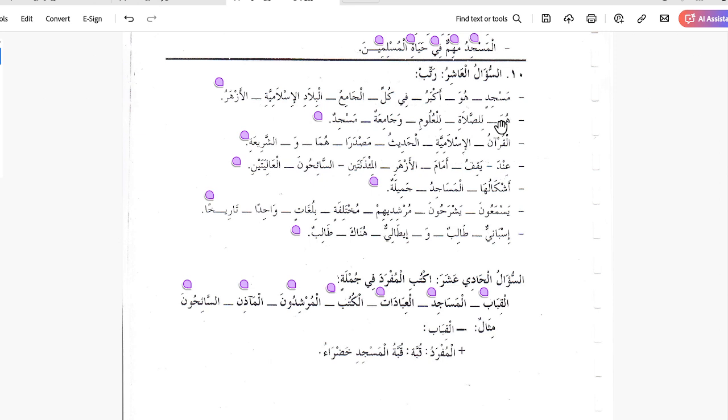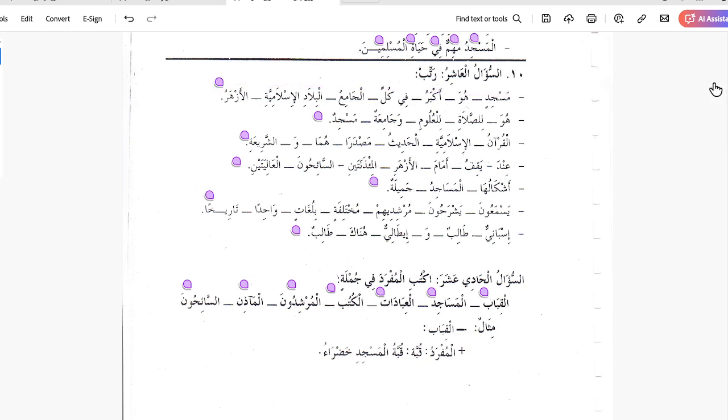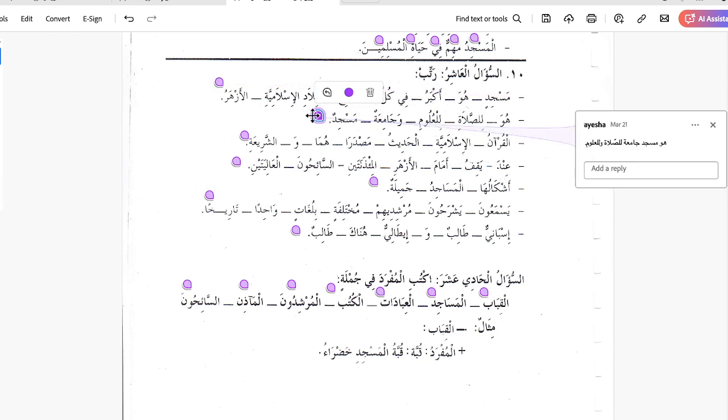Question number 10. Put in order. So all the words are in different orders. We have to put them in order. So I have put this in order. Akbaru masjidin fi kullil biladil islamiyyati huwa al-Jami' al-Azhar, and this one is huwa masjidun jami'un lis-salati wa lil-'ulum.